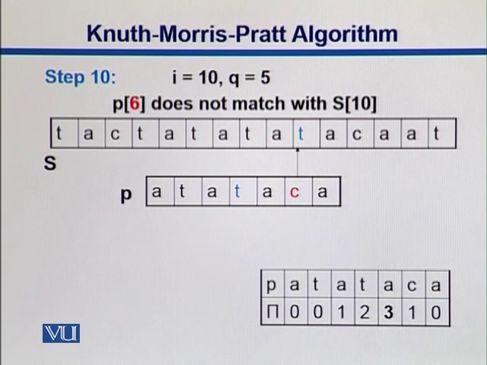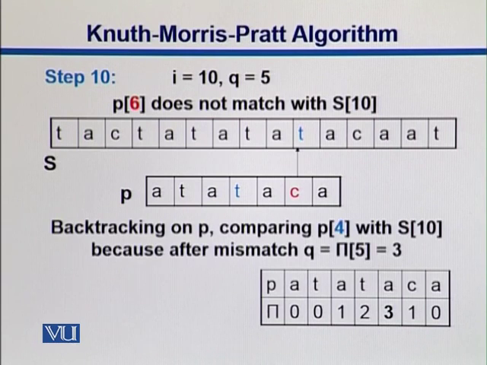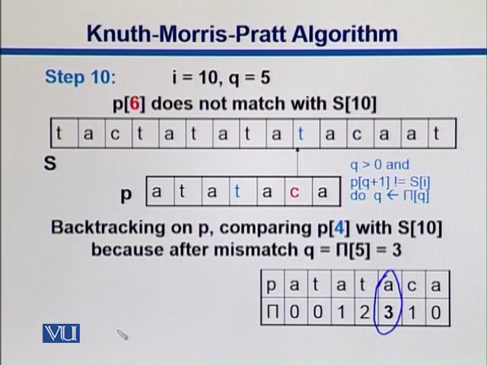So what to do then? We need to look down and look into this pi value. So we need to do backtracking. So backtracking on p, comparing p4 with s10. Because after a mismatch, when we reset as per our algorithm, we reset to the pi value at that particular q. So at that particular q, which was 5, we have the value which is actually this one. So right over here at that fifth location, we have the pi value that was equal to 3.